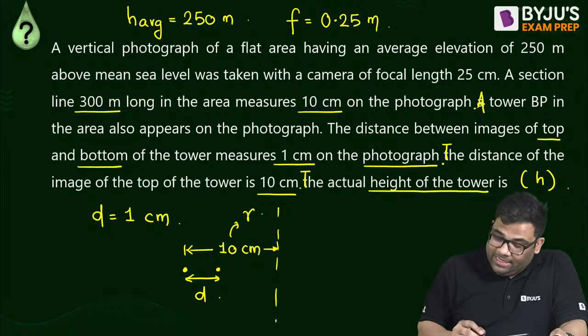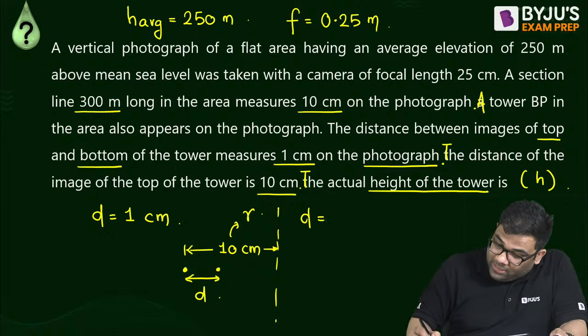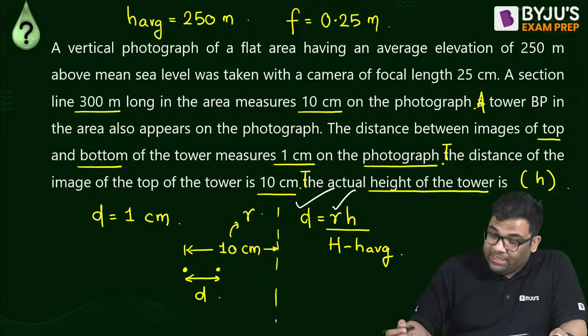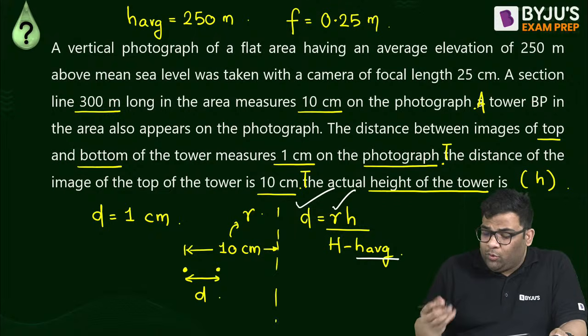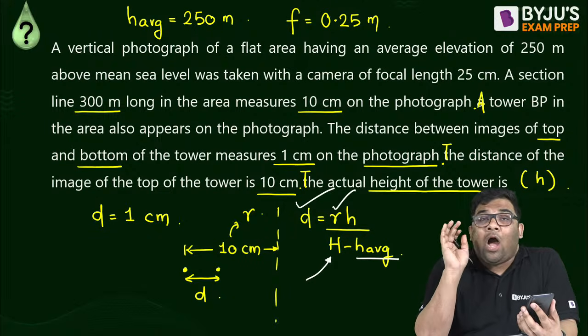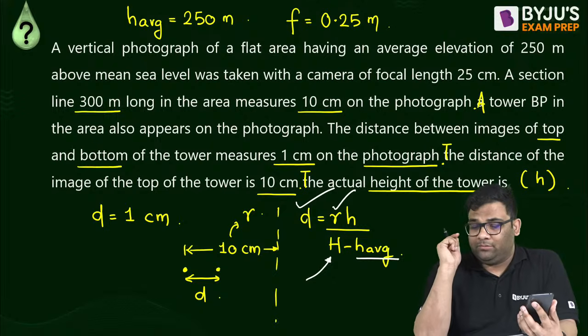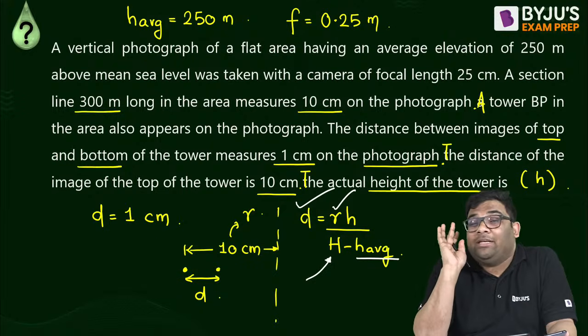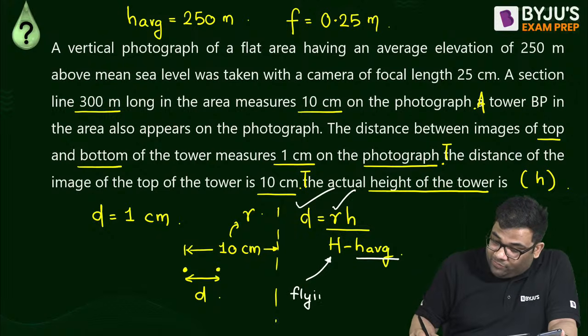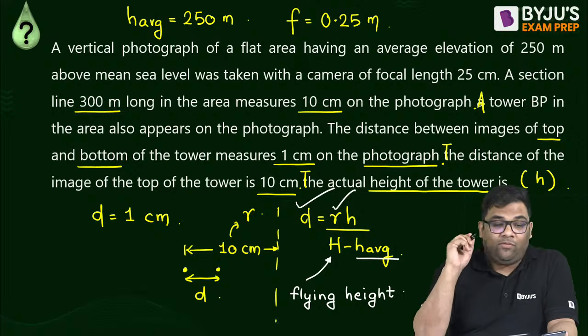So from here I can say that d is equal to R h by capital H minus h average. In this you can see that relief displacement we know, we know the R given, we know the h average. We don't know the flying height. How will we find out the flying height? Tell me. Any guesswork? If I can find out the flying height, I can get the height of the tower.